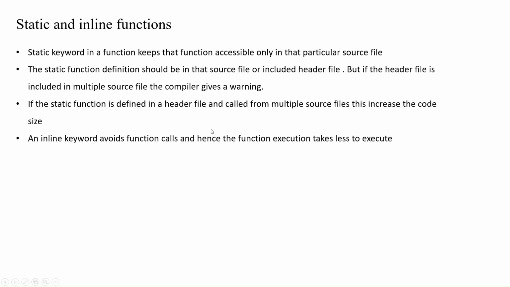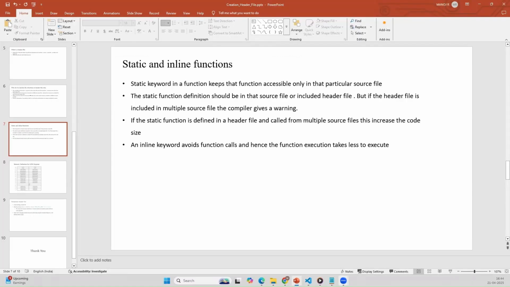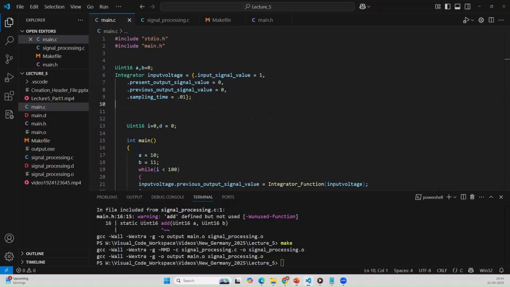So if you really want to avoid the function calls, normally when you call a function, it includes some push and pop operations, so this will consume some time. If you really want to avoid this, normally we will use a static inline function, right? So what does it do?